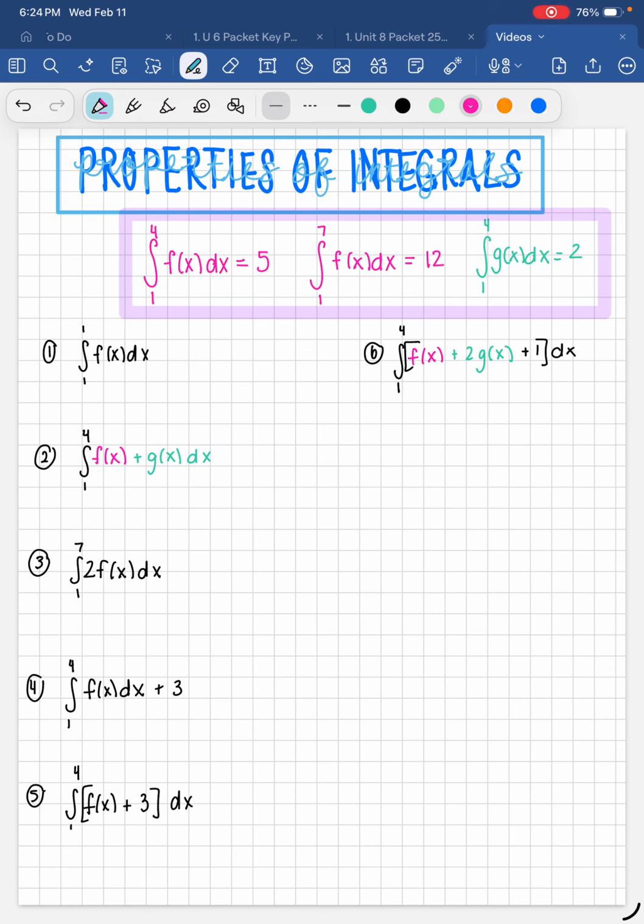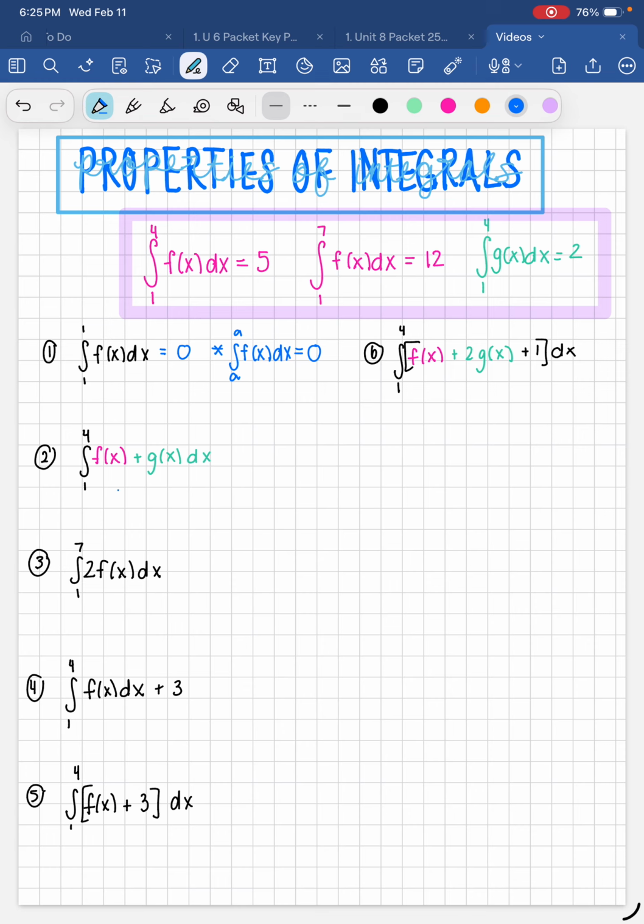So the first question, I'm saying, hey, what's the area from 1 to 1 of f? Well, that's going to be 0. And what property is that? If we're integrating from a to a, we're not actually moving. So that is going to be 0. The area is going to be 0. Okay, number 2, how do I proceed?